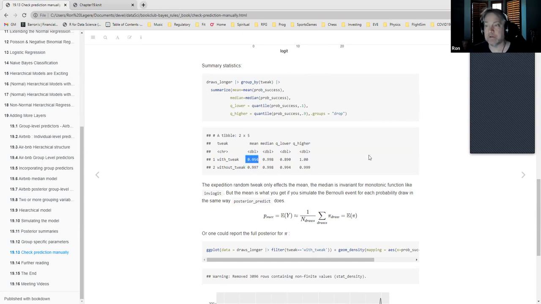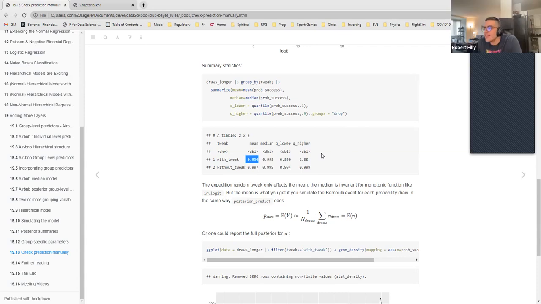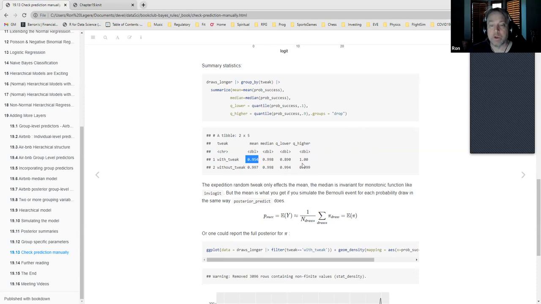By the way, this is something that Bambi, the Python equivalent, if you will, doesn't do very well at all. You have to do it manually. You can't get this thing out of Bambi directly for grouping things. That's one of the complaints I have about it.